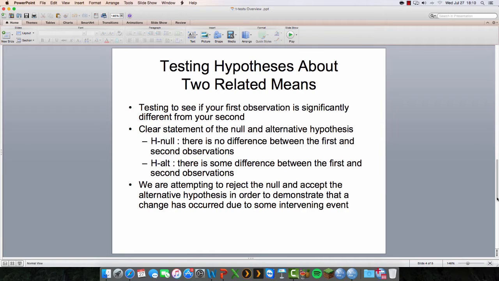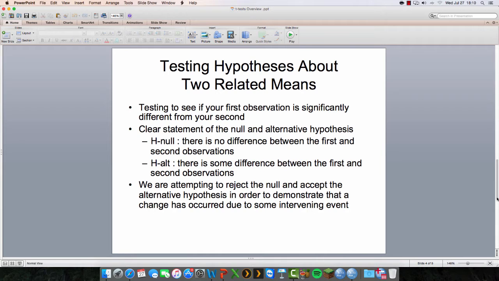It describes taking a value once, letting some time pass, and taking another value. Two measures for the same cases over time. So what we're testing to see here is if your first observation is significantly different from your second observation, to see if it's reliably different, see if you know with a reasonable degree of certainty that it is different.